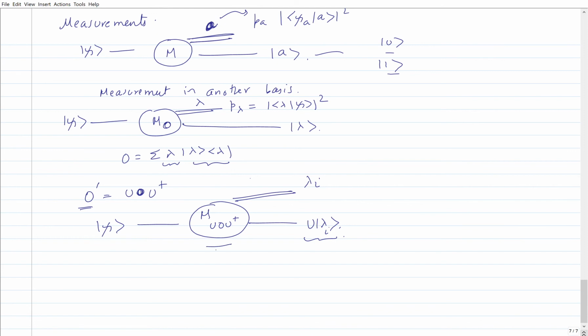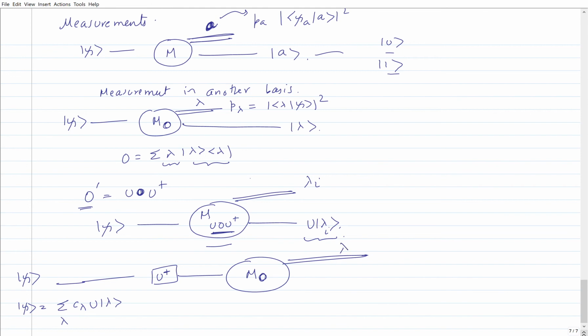How do you implement this, let's say you didn't have the facility of measuring in this changed basis? Well, what you can do is apply this particular circuit. You have a state psi, let's say your psi was given by some C lambda U lambda. This is just a state perturbation. You put U dagger and then you measure O instead of U O U dagger. You get a particular outcome lambda with a probability C lambda square, and then you again hit the state with a U, and what you are going to recover is U lambda.